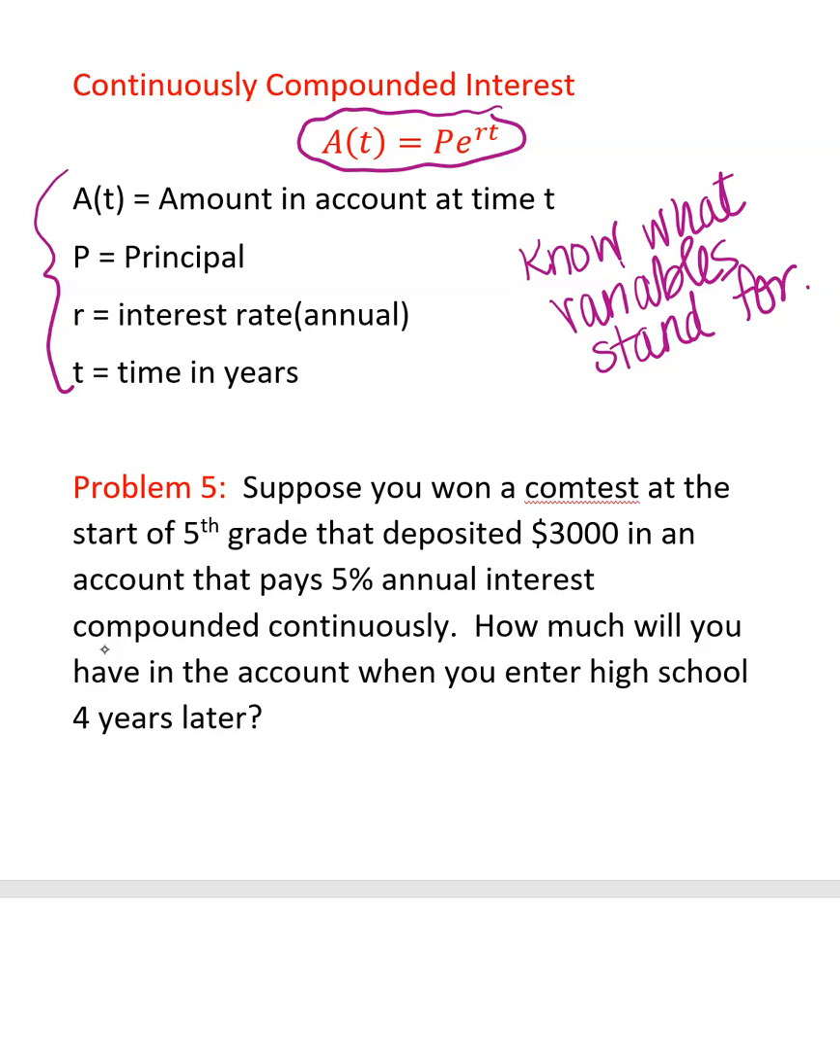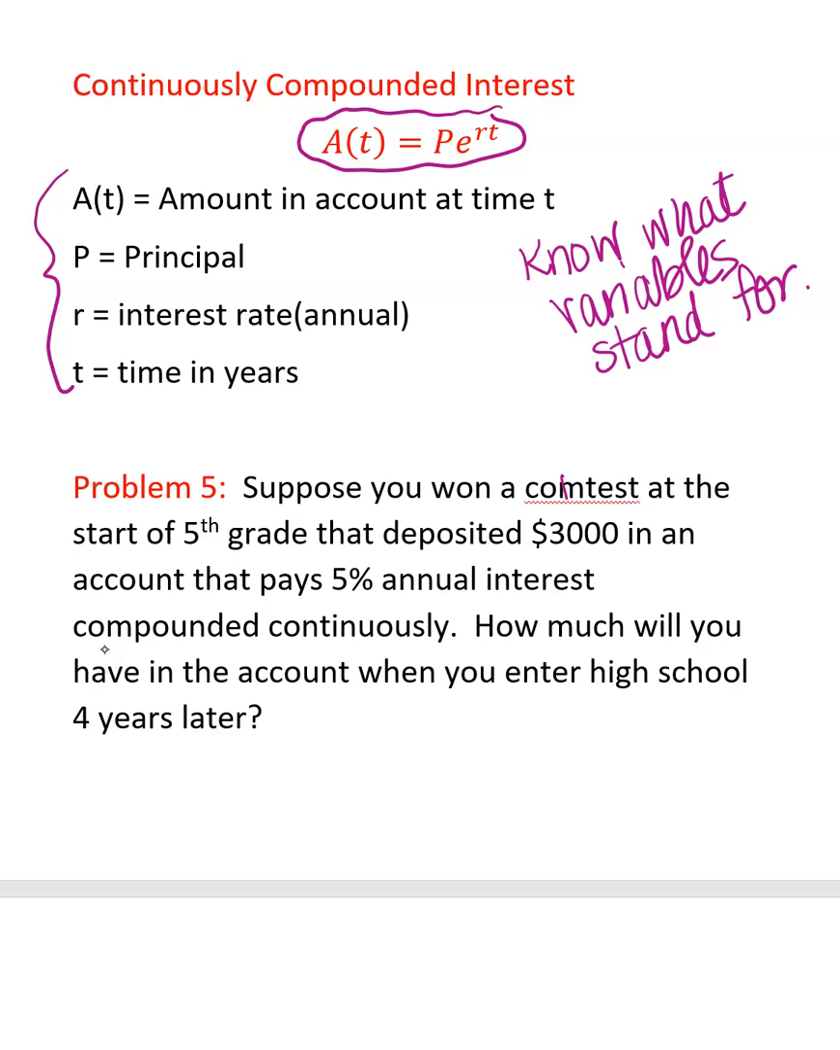So in this one, A of t is the amount in the account at time t. And this is for continuously compounded interest. The P is the principal, that's how much you're putting in there. The r is the interest rate, and that's an annual rate. And the t is the time in years.